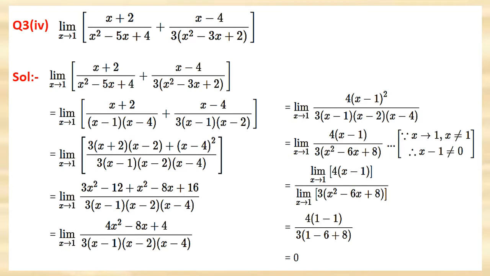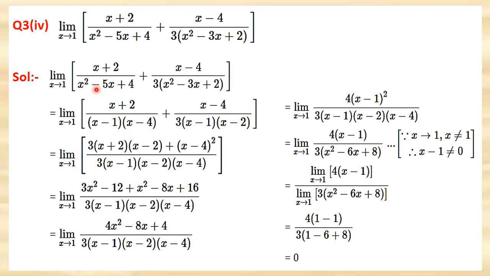Question number 3, fourth one. Limit x tends to 1, x plus 2 upon x square minus 5x plus 4 plus x minus 4 upon 3 into x square minus 3x plus 2. Here we will consider the first term, x plus 2 upon x square minus 5x plus 4. It can be factorized as x minus 1 into x minus 4.